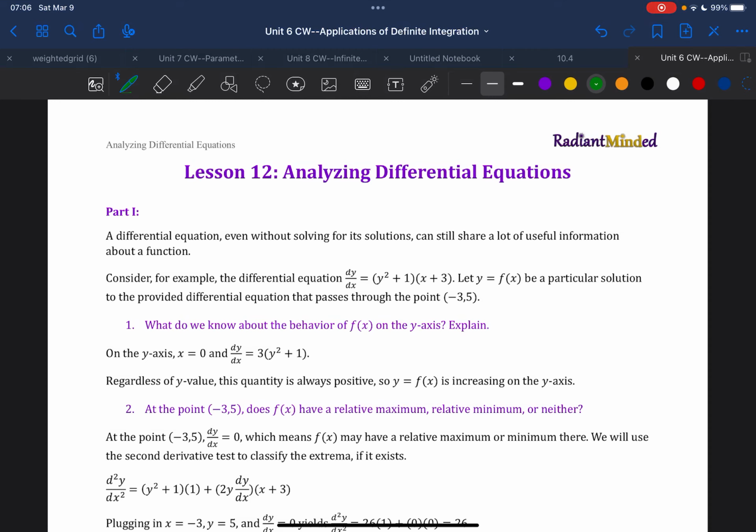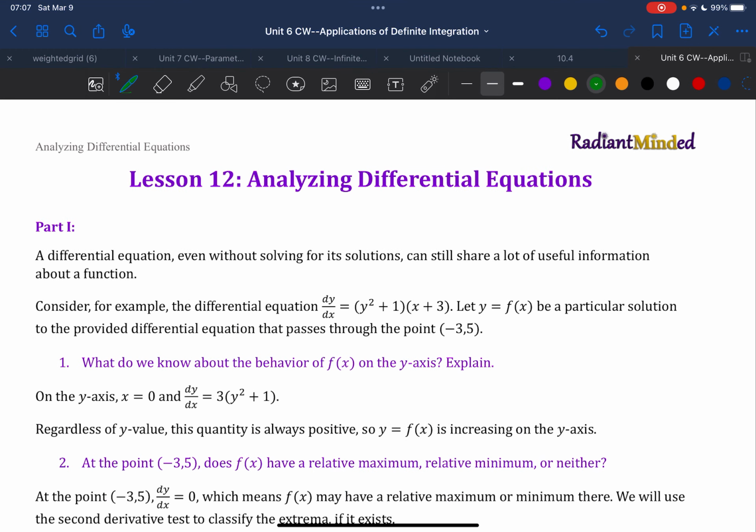All right, in this next lesson we're going to look at analyzing differential equations. There's no real new content here. It's just practicing, making sure, again, that we understand a differential equation. It's literally an equation of the derivative. So even without finding its solution, so to speak, we can still learn a lot about the expression that it's modeling. So let's look at a few examples just to get your brain juices flowing.